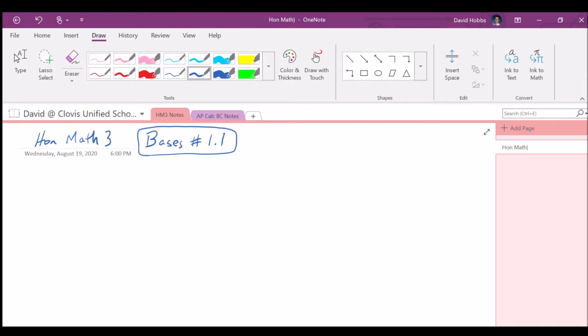Okay, Honors Math 3. In Unit 1, we start to explore some things about different bases. Now, you're already familiar with base 10. Why is base 10 called base 10? Because we have 10 single-digit representations to represent numbers. So those would be 0, 1, 2, 3, 4, 5, 6, 7, 8, 9.